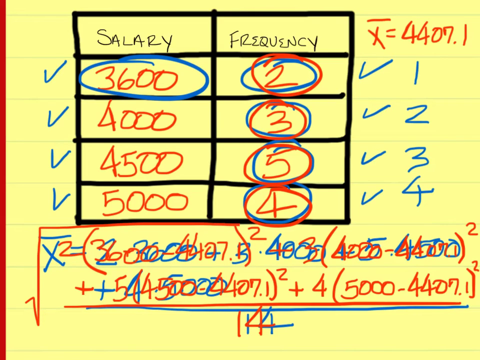Once you do all that, you have to find the square root, and that will give you a standard deviation. It's 481.8 if you round to the tenths place for the standard deviation.